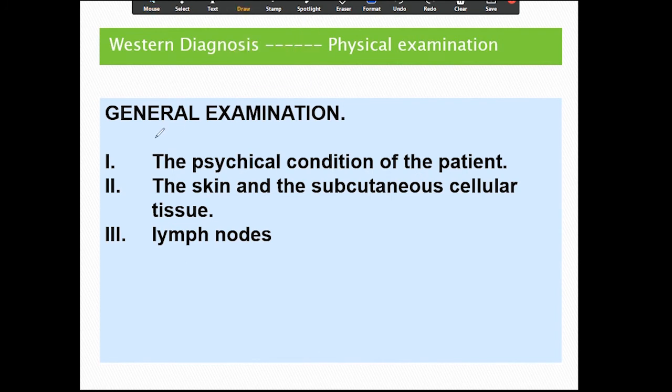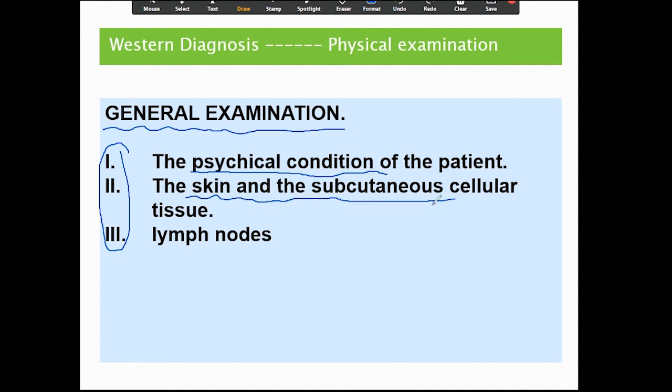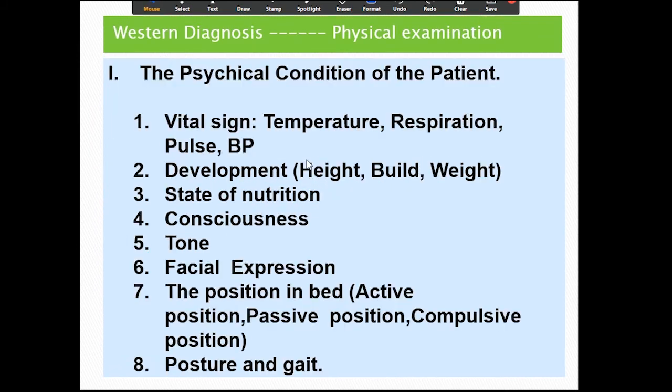Then last week, we're still in the review part. Last week we also talked about general examinations. General examinations basically include three parts. We check the patient's general body condition, then the skin and subcutaneous tissues, then the lymph nodes. So when we talk about general examinations, we check these three parts. But in each part, we have some details. What do we check?